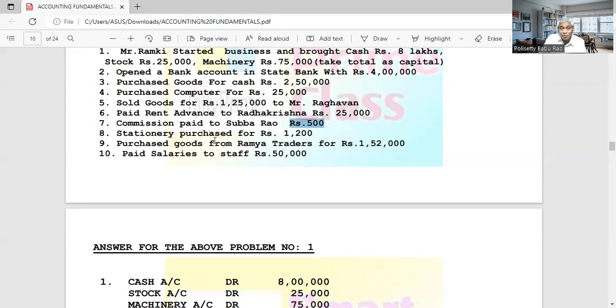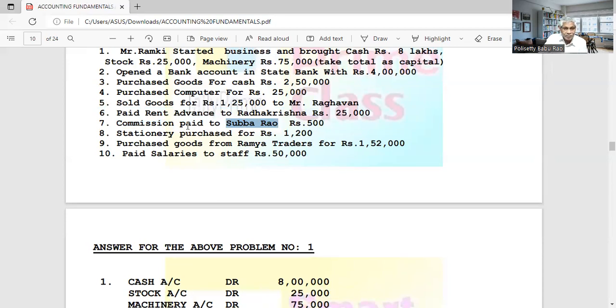In this case, what to do? Commission paid means we pay commission in cash only, isn't it? There is no credit for commission. So commission is an expense, and we pay the expense. So commission paid is 500 rupees. Here, paid means cash. Commission paid in cash 500. In this case, Subbarao is not material, because there will be no credit like in sales or purchases. For expenses like commission and salaries, there is no credit like that.